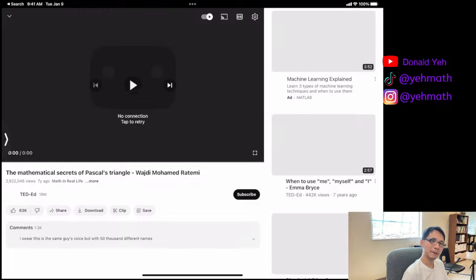The numbers in Pascal's triangle correspond to the coefficients of a binomial expansion, (x plus y) raised to the n. If you take n equal to 2, you get x squared plus 2xy plus y squared. The coefficients are the same as the numbers in that row of Pascal's triangle.